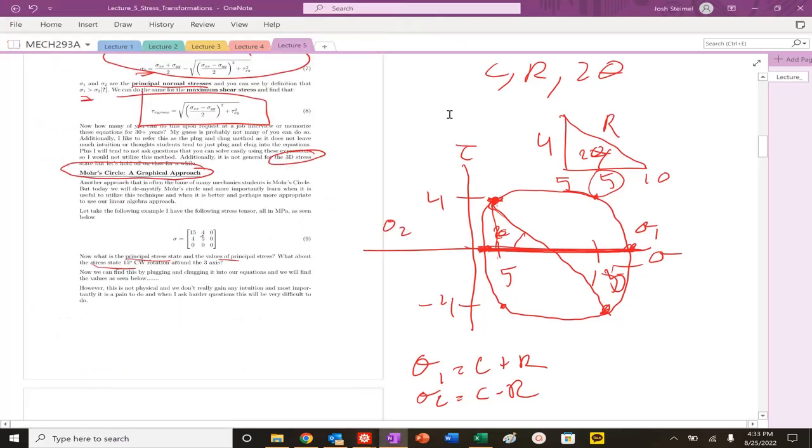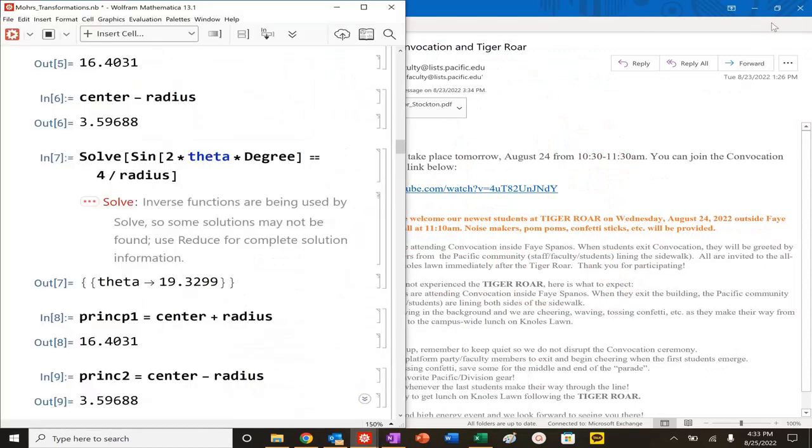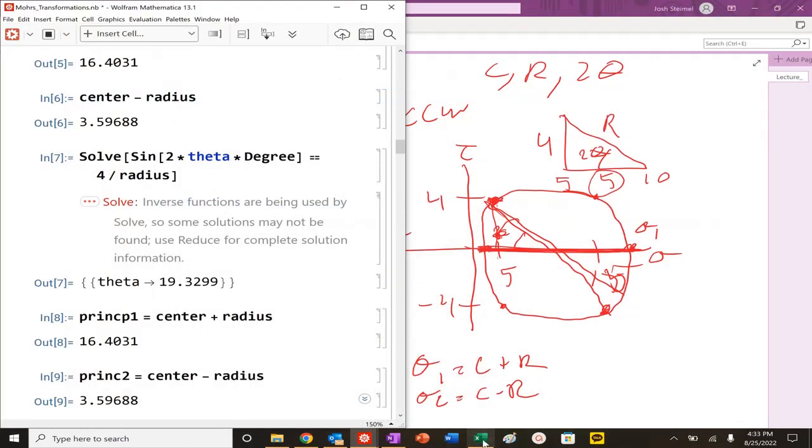I have to rotate. This is my initial stress state. I need to rotate 19.3 degrees counterclockwise to get to my principal stress state.